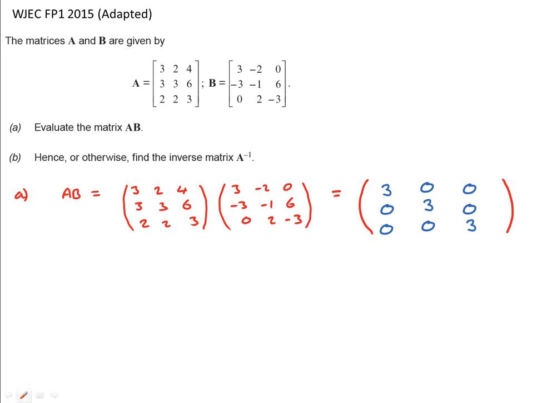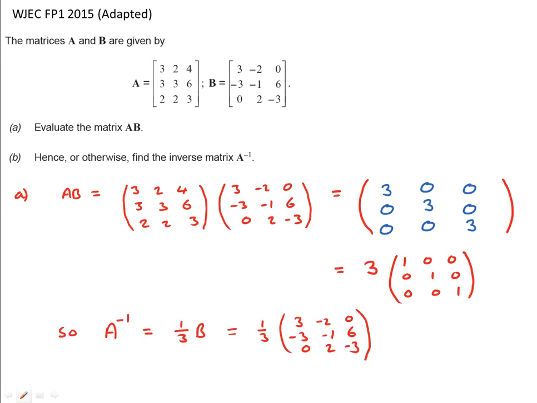And we see that the result of A times B is 3 times the identity. In other words, A inverse must be a third of B, because we've got A times B is 3 times the identity. A times A inverse must just be the identity, so A inverse can simply be a third of B. You certainly don't want to go through the whole cofactor matrix process to work out the inverse of A, having done the multiplication in part A.